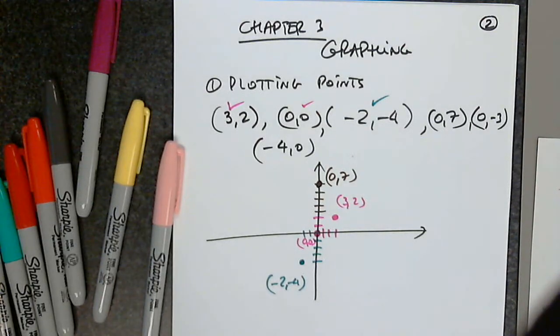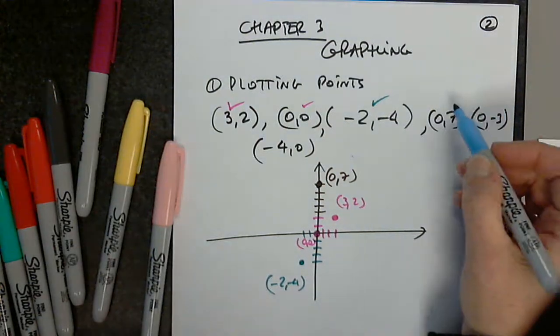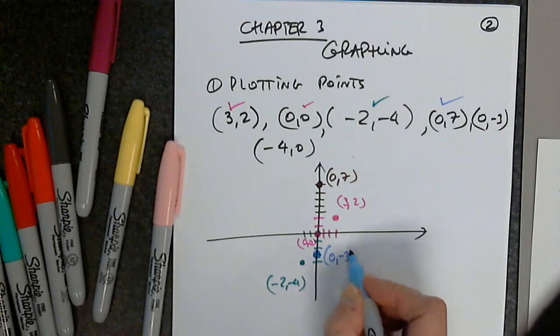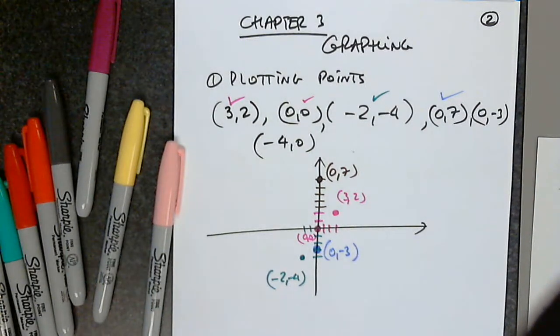Any questions so far? Okay, (0, -3) obviously is 0 for x, negative 3 for y. So the left side is the x and the right side is the y? X is on the x-axis, y is on the y-axis. X gives us the position, y gives us the height, the altitude.